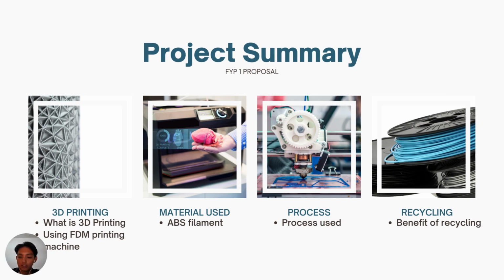For my final year project, the type of process used is segregation of used ABS material, and then shredding it into small pieces of homogeneous pellet size, and then pelletizing it before we melt it down and extrude it into a new recycled filament. And then the recycled filament can be used in the same way as the traditional ABS filament in 3D printing. Next, we move on to the recycling.